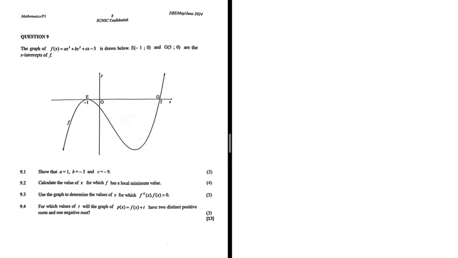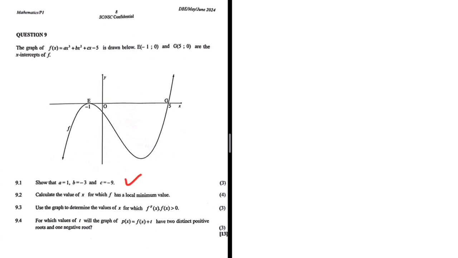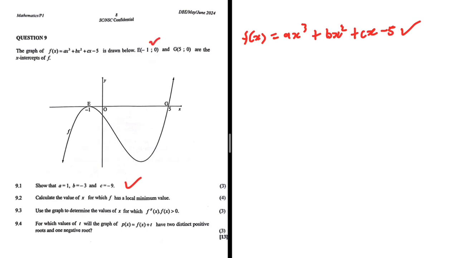We want to show that a is equal to 1, b is equal to minus 3, and c is equal to minus 9. We're given the equation f of x is equal to ax to the power 3 plus bx squared plus cx minus 5. What we are going to use in this question is the x-intercepts. We are given E and G as the two x-intercepts of this function, right?